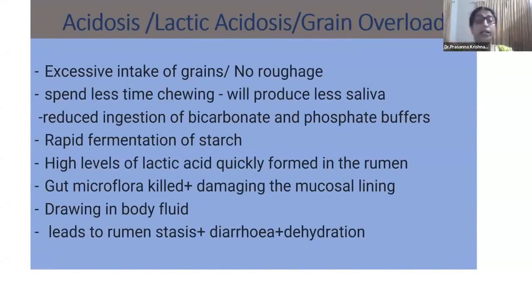it can destroy the gut microflora. So all the gut microflora may be killed, and that will in turn damage the mucosal lining, leading to drawing in of body fluid. Rumen content becomes stagnated, that leads to rumen stasis, and because of this body fluid that is taken into the system, there will be diarrhea, and because of this diarrhea, there is also dehydration.